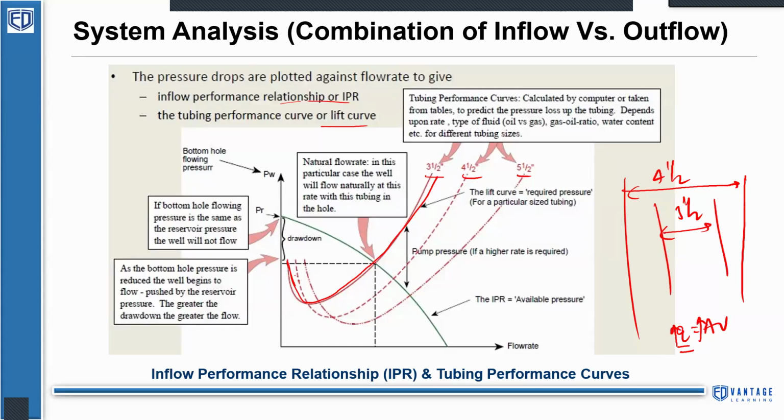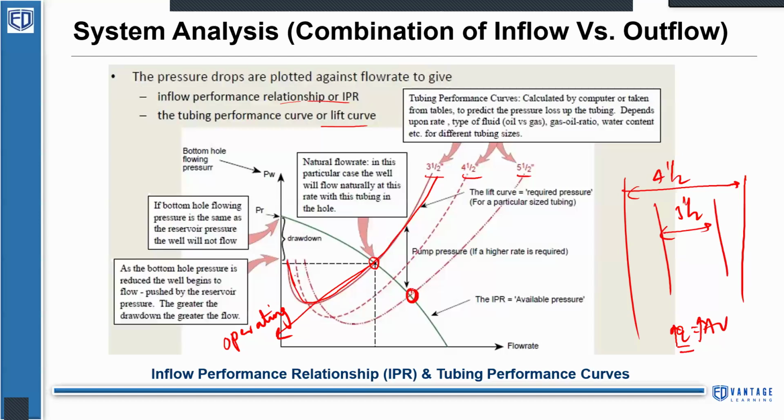This point of intersection between the IPR and TPR is the operating point. This operating point will tell us whether we need to go for nodal analysis or not. If the operating point is sufficient enough for the company to believe that this well doesn't need nodal analysis, it means we can save a lot of money and a lot of time. But operating point is always the maximum flow rate that the well can deliver.